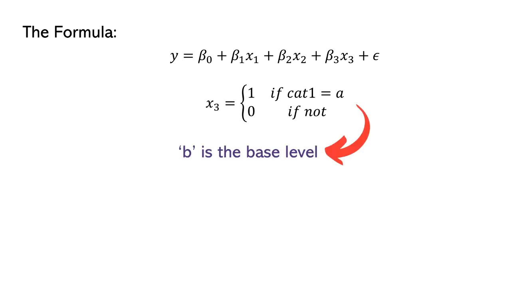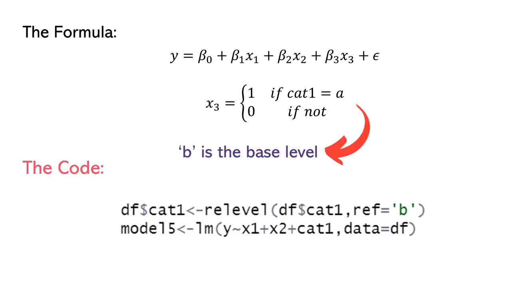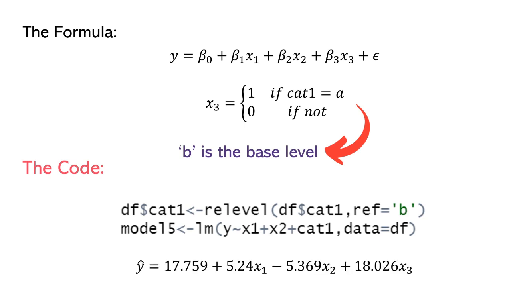But what if we want a base level to be b? To do that, we use this line of code. The first line basically tells RStudio that we want the base level to be b instead of a. And the results will be something like this.